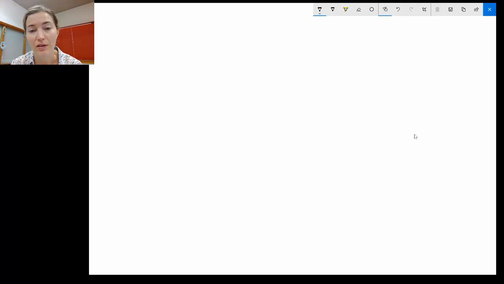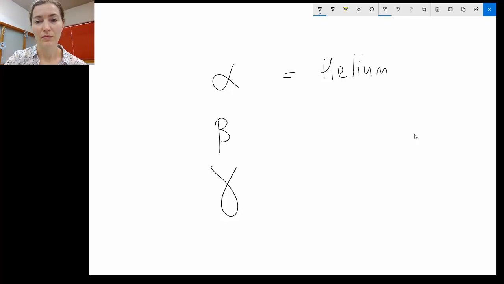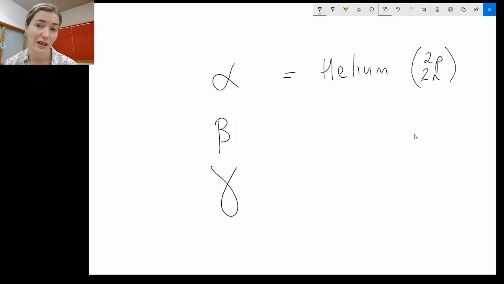Just a reminder, there are three ways that an atom can begin to decay, or three forms of radiation. So there is alpha, there is beta, and there is gamma. And alpha is actually just a helium nucleus, so it equals 2 protons and 2 neutrons. And it's a fairly massive particle in that it carries a lot of mass, but it's not very penetrating.